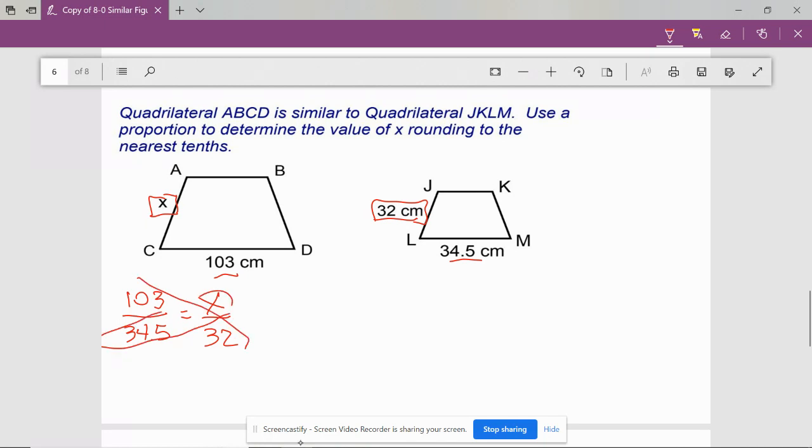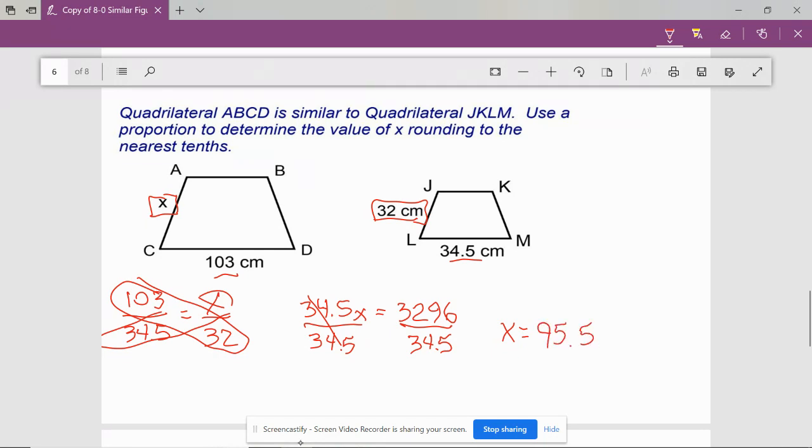We cross multiply, so we get 34.5x is going to be equal to 103 times 32, which is going to be 3,296. So as we do that, now we just divide each side by 34.5. So they cancel out, 34.5. So x is going to be equal to 95.5, and that's in centimeters.